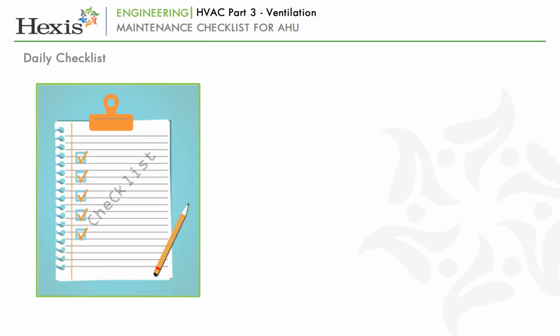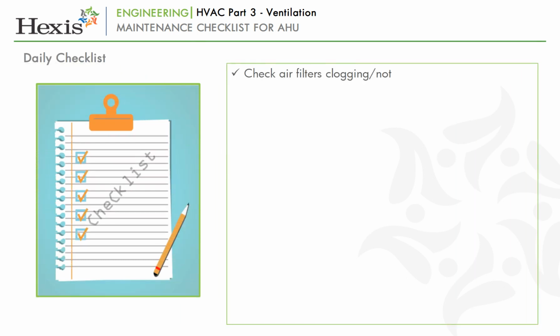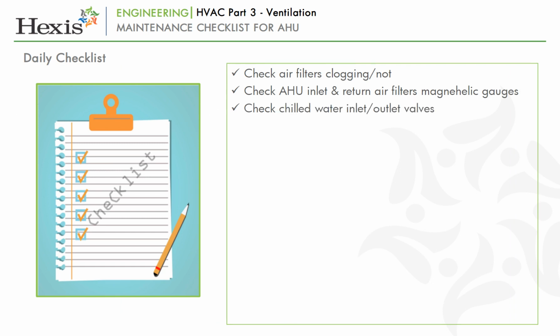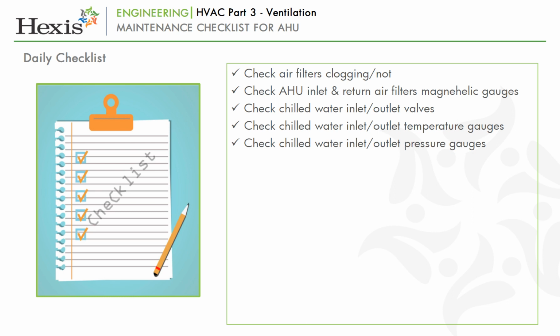Let's look at the checks that should be done on a daily basis. Check air filter clogged or not. Check AHU inlet and return air filters Magnehelic gauges. Check chilled water inlet or outlet valves. Check chilled water inlet or outlet temperature gauges. Check chilled water inlet or outlet pressure gauges. Check chilled water strainer clogging or not.